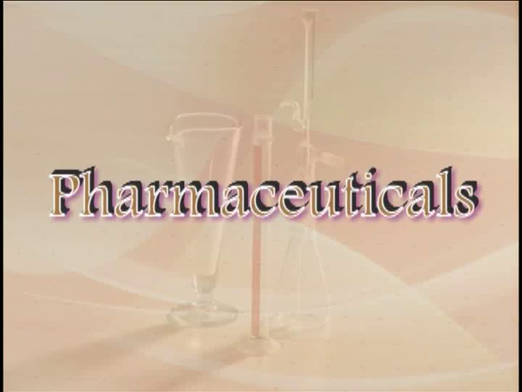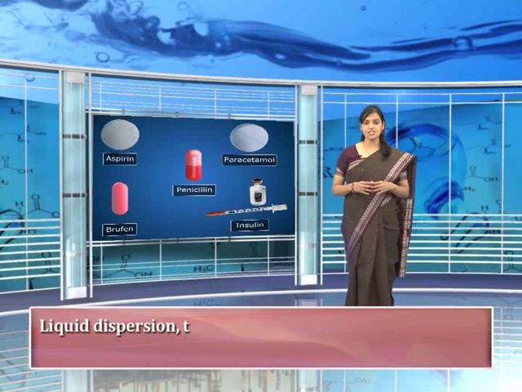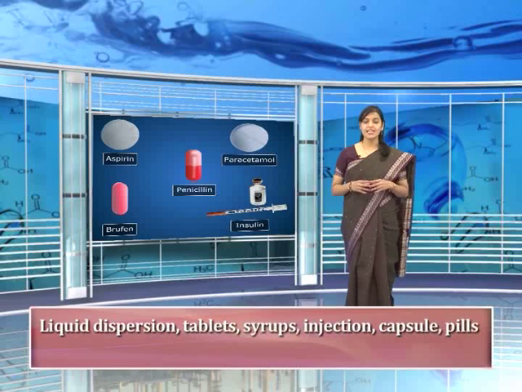Another area of products is very closely related to drugs, that is pharmaceuticals. Pharmaceuticals are a form of drugs, or you can say modified drugs, given to patients. Pharmaceuticals include liquid dispersion, tablets, syrups, injection, capsule, pills and coated tablets. Since drugs usually have an unpleasant taste and are therefore difficult to take directly, modified drugs are prepared by compression of the drugs at high pressure and addition of other ingredients to change the taste and smell.